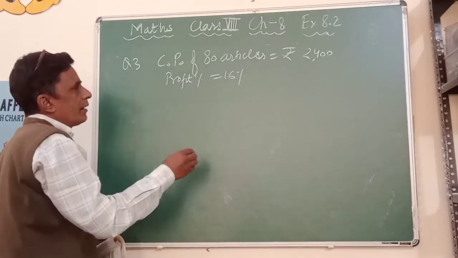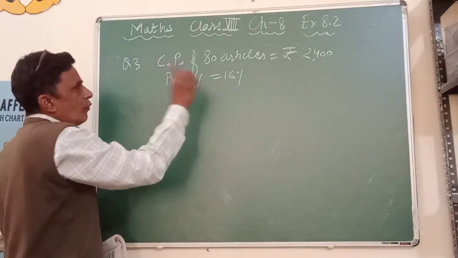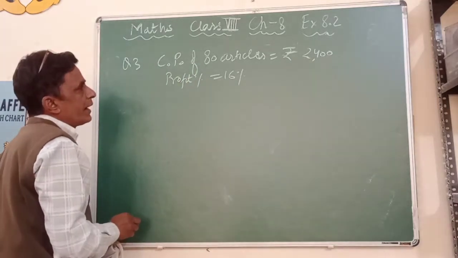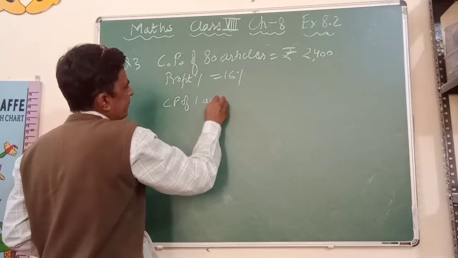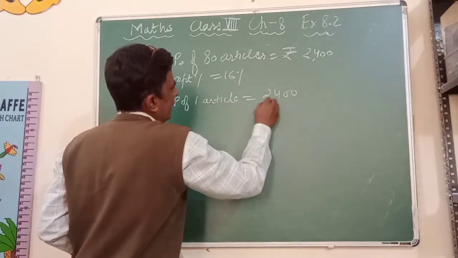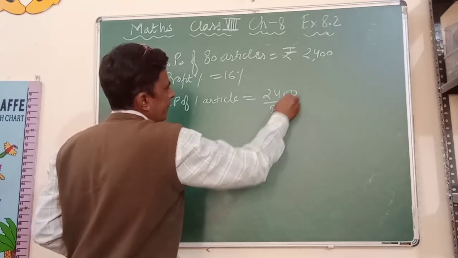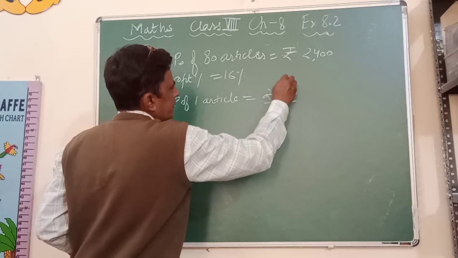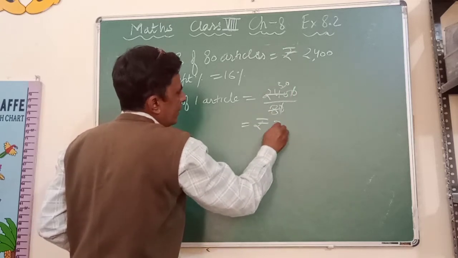Keeping this in mind, the first thing we do is find the cost price of one article. CP of one article is equal to 2400 divided by 80. Cost price of one article is 30 rupees.